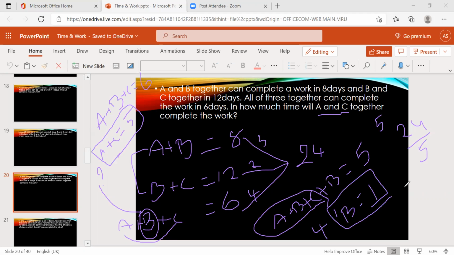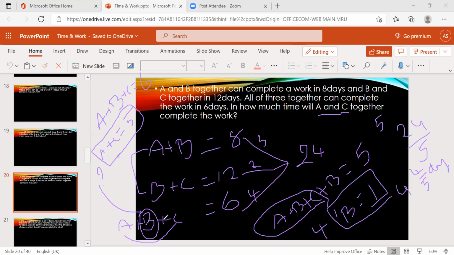24 by 5 is nothing but 4 and 4 by 5. 4 by 5 days, right? So the answer is 4 by 5 days. Okay, clear? The same type of problem, you just need to understand.